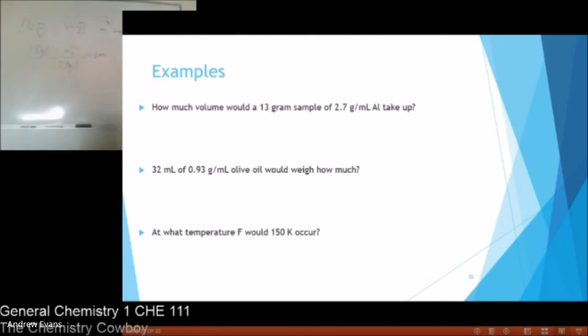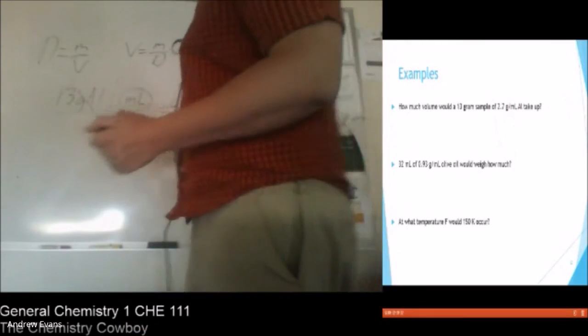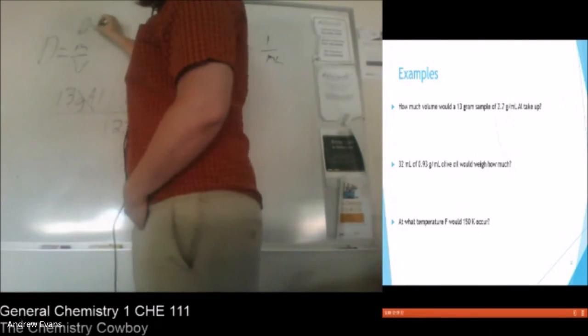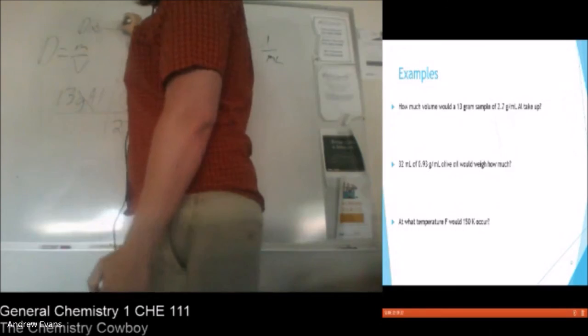Same situation. 32 mL of 0.93 grams per mL olive oil. How much would that weigh? Look at that original equation. Density is mass over volume. How would you get the mass? Density times volume would give you the mass.